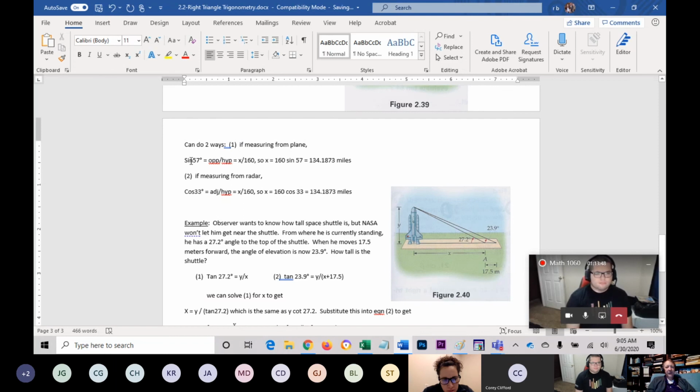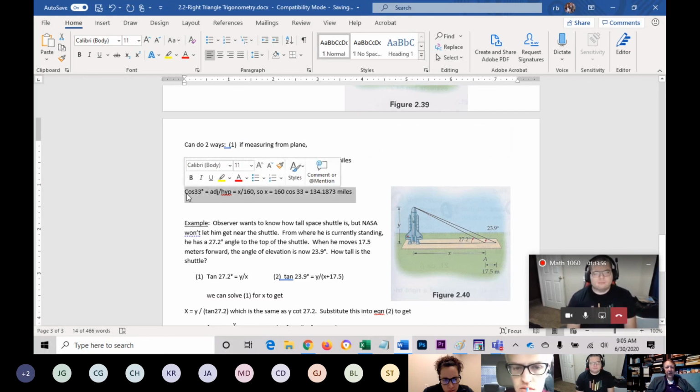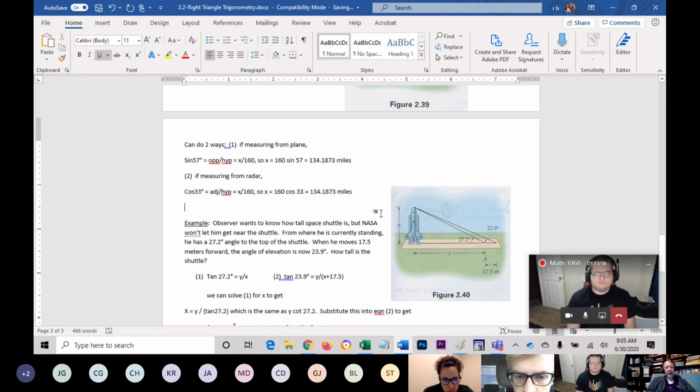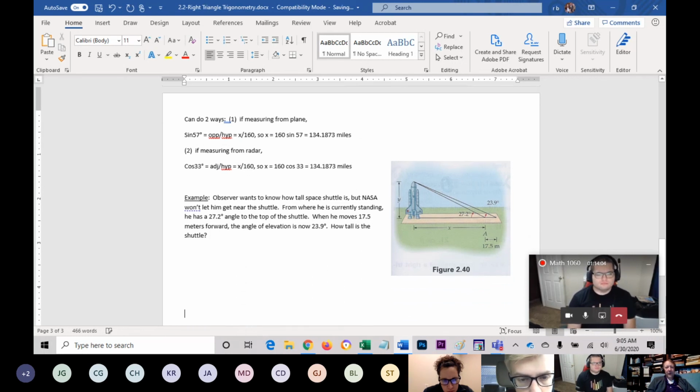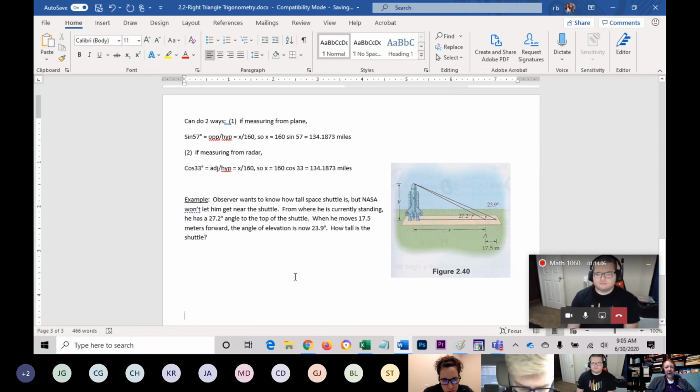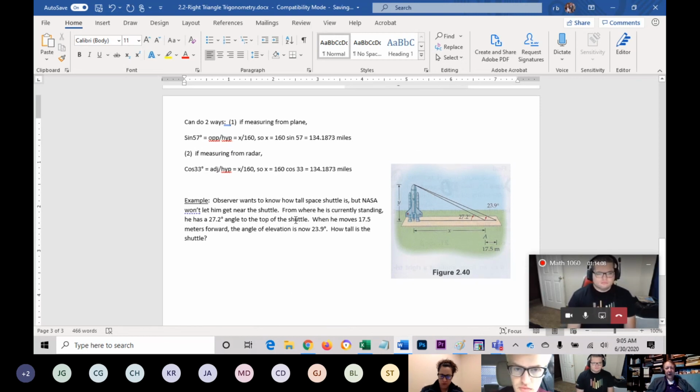Okay, so yeah, sine of 57, we could get 134 miles, or if we use the cosine of 33, measuring it from the station, that will work. Okay. Now let's do a couple more of these. This is a great example here. An observer wants to know how tall the space shuttle is, but NASA won't let him get near the shuttle.